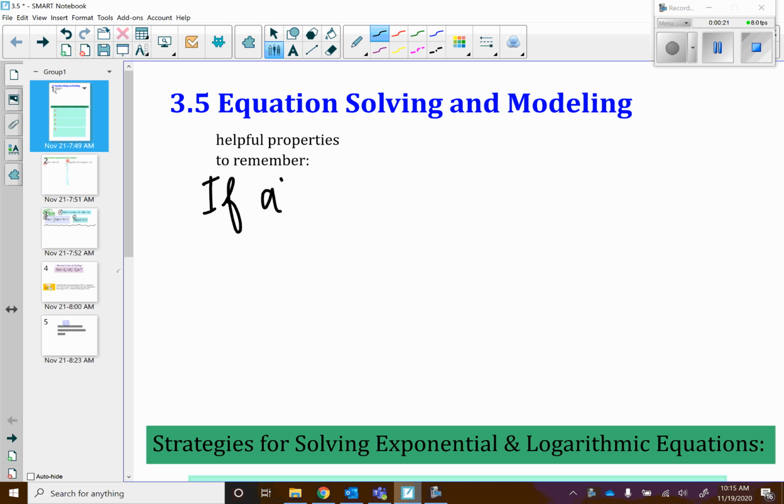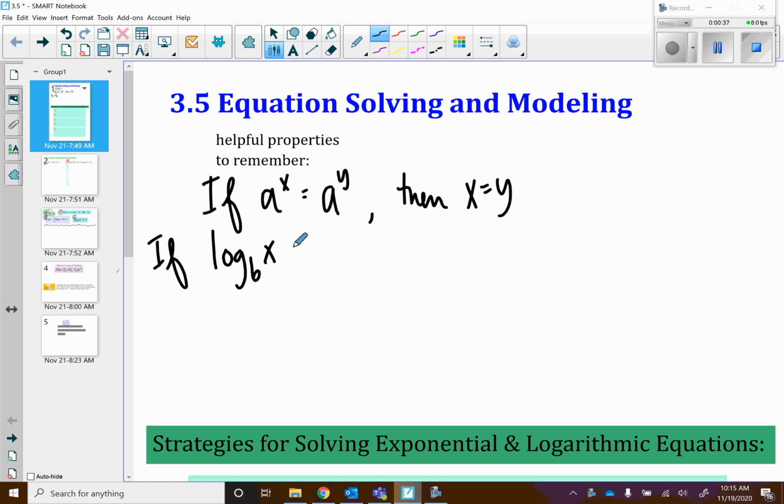If a to the x is equal to a to the y, if the bases of two exponentials are the same, then we can say x is equal to y. And we can say the same thing for logs, right? If log base b of x is equal to log base b of y, if the bases of the logarithms are the same, then we can say x equals y. Those are two things we know.